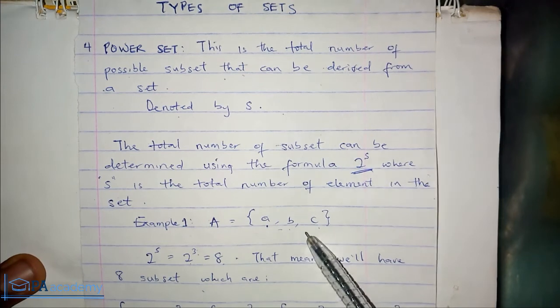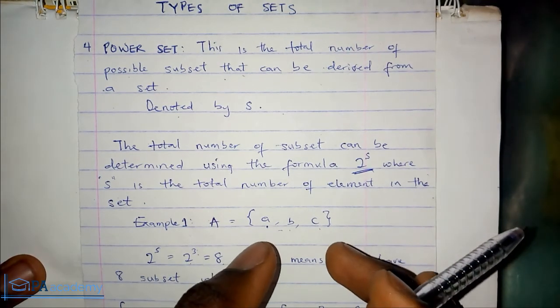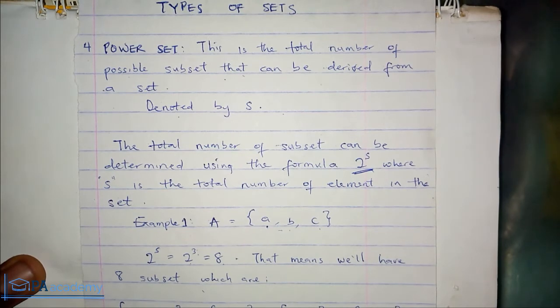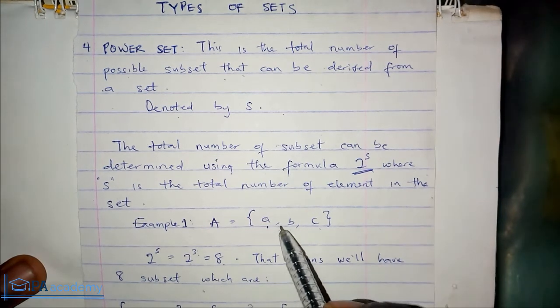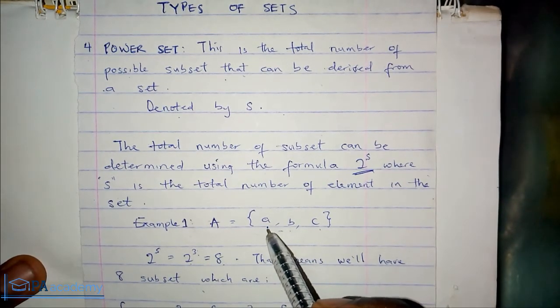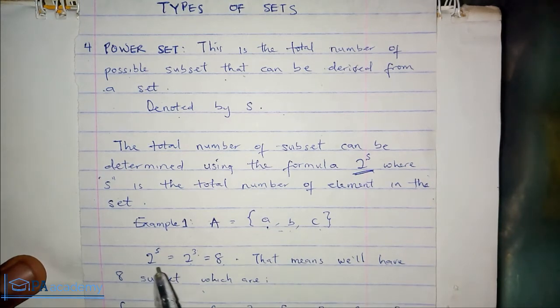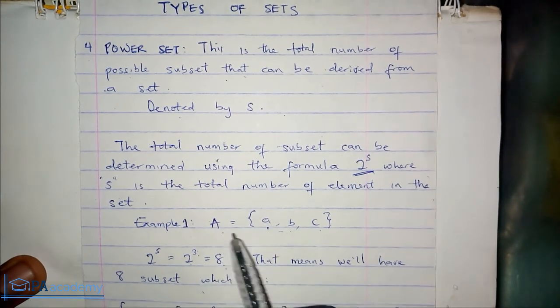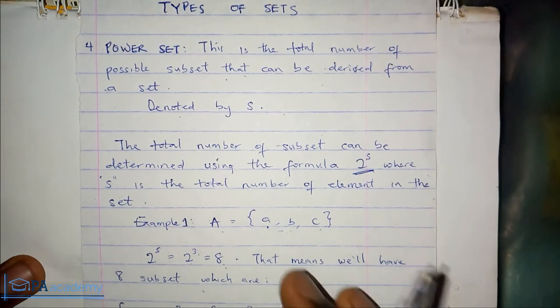So for this example now, if you are asked to look for the power set of this set A, the first thing you are going to do is apply the formula, which is 2 raised to power S. And the S is the total number of elements we have in that set. Right here we have 3 elements, just 3, A, B, and C. So you just say 2 raised to power 3, that's 8. That means you can get 8 different sets from this set. So that's what we mean by power set.